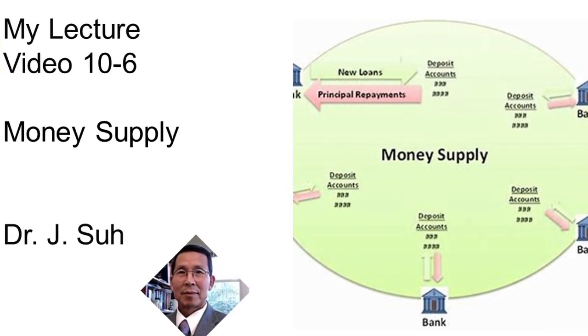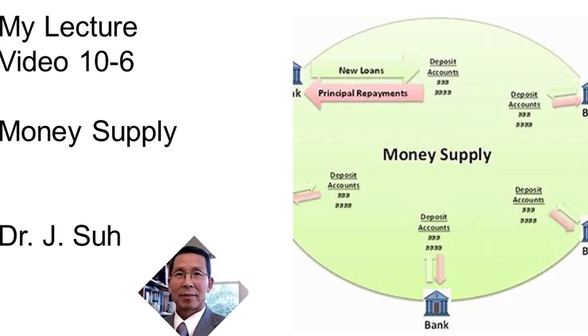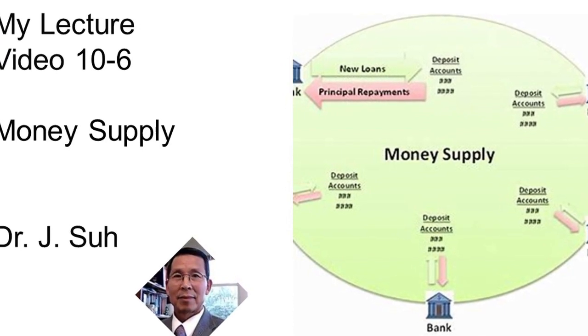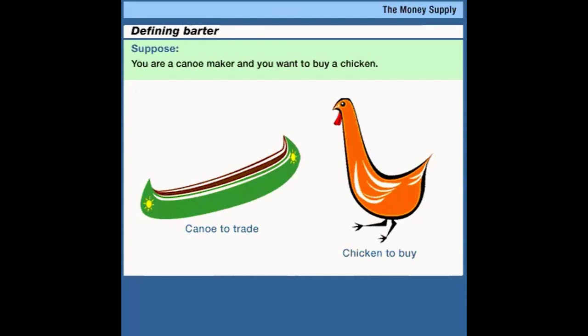Imagine a world without money. How would you get the things that you want and need? Suppose you're a canoe maker and you want a chicken. Well, what you're going to have to do is make a canoe, then you're going to have to carry it around looking for somebody who's got a chicken. And when you find him, you have to hope that he wants a canoe.